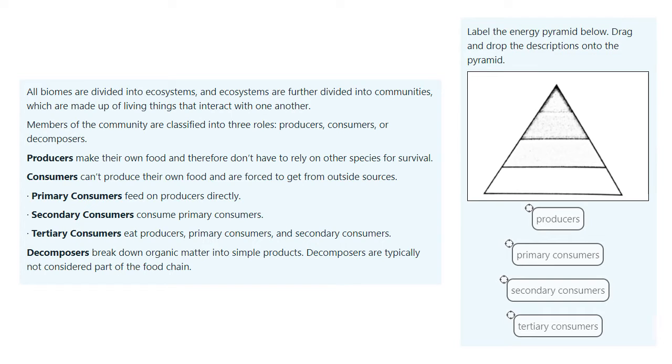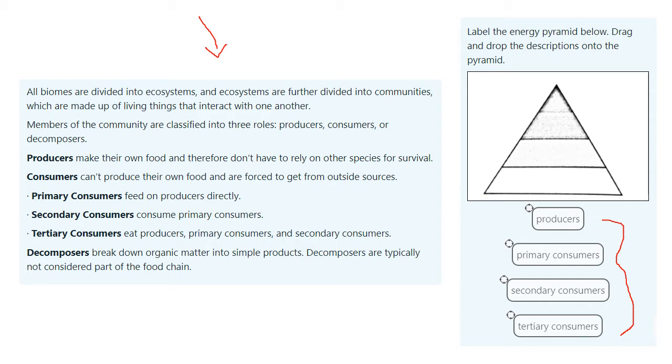So question number 1. It's quite an easy question really. We're given some information and then we're asked to complete a diagram by dragging each of these options into the correct position. And to be honest, you should be able to do this without even reading anything. The options are producer, primary consumer, secondary consumer, and tertiary consumer.